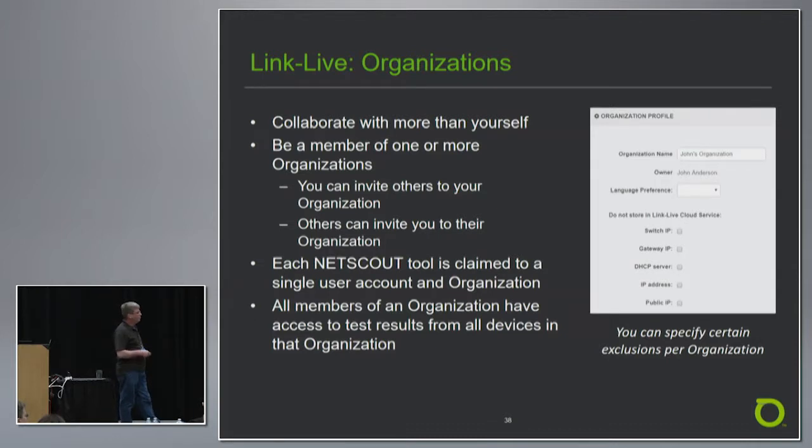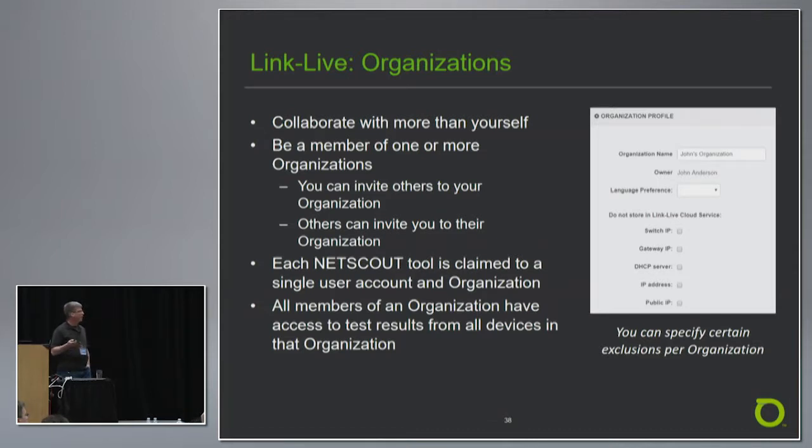Basically, when you sign up for a Link Live account, you'll have a default organization created for you. You can create as many organizations as you want. For each one, you can invite other people to that organization. So if you want certain people to be able to see results for your tools, you can invite them. They can invite you. And so basically, everybody that's part of the organization that you've set up and invited can see their test results.